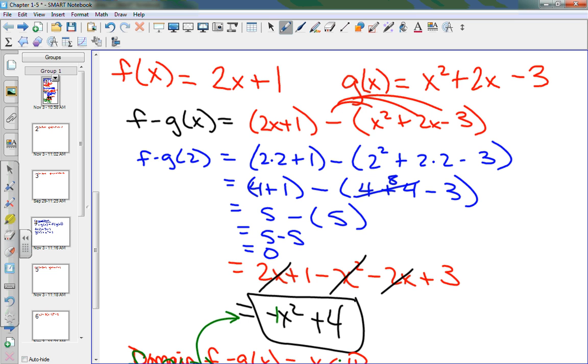So I've showed you both methods: either plugging it in at the very beginning, or calculating f plus g, simplifying it completely, and then plugging it in. Do we understand that? Yes or no? Yeah. Are we good?